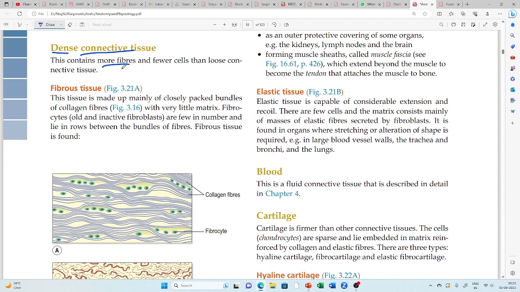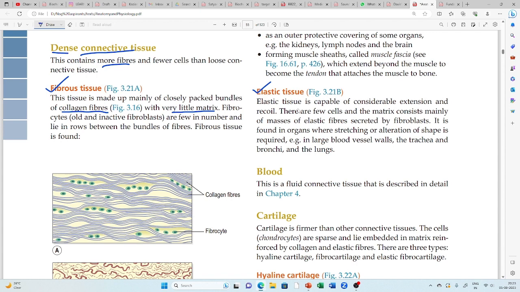There are two types of dense connective tissue: the first one is fibrous tissue, and the second one is elastic tissue. What is the specialty of fibrous tissue? This tissue is made up mainly of closely packed bundles of collagen fibers. Every connective tissue has collagen fibers, but fibrous tissue has closely packed bundles of collagen fibers with very little matrix, very little fluid. It has more collagen fibers.